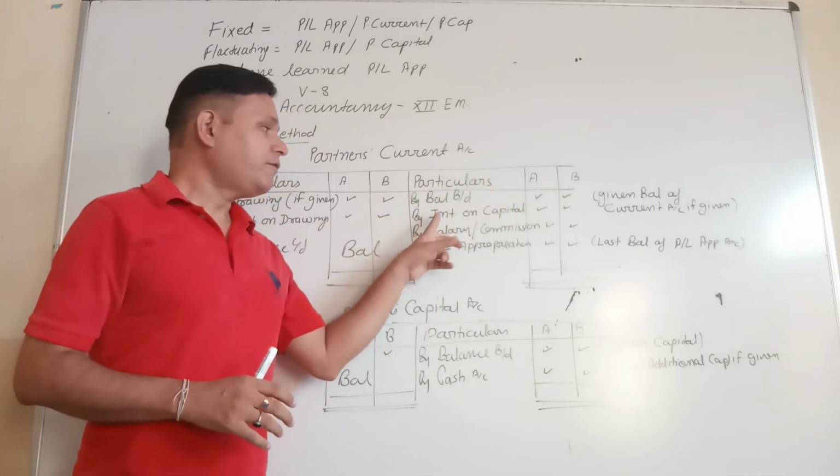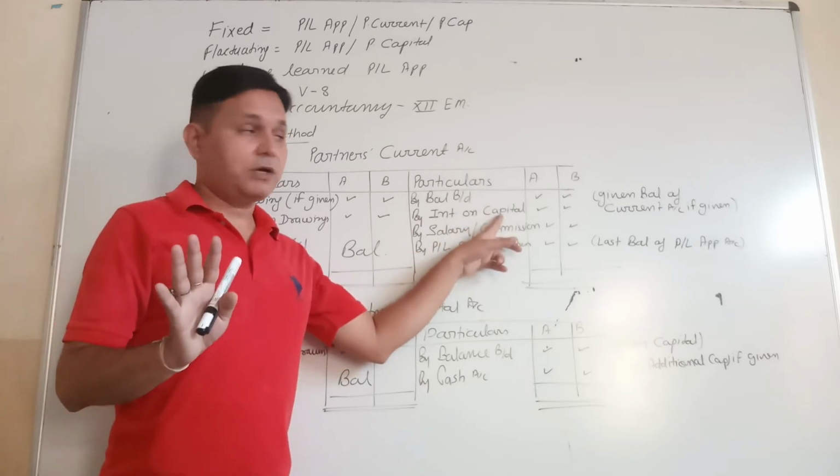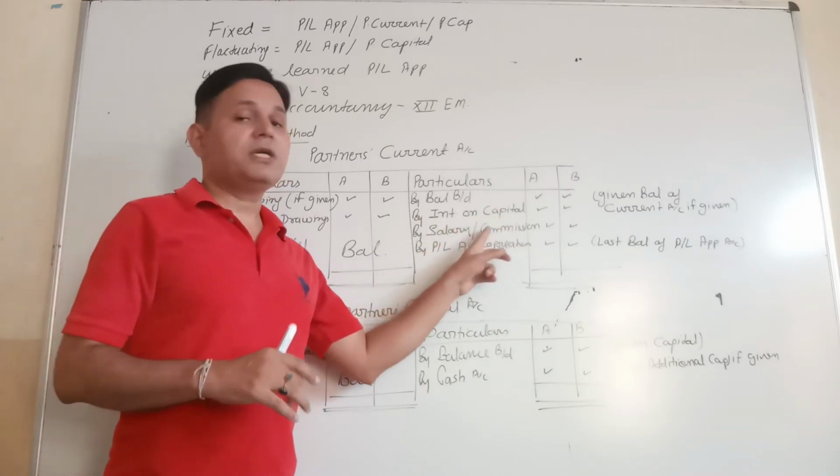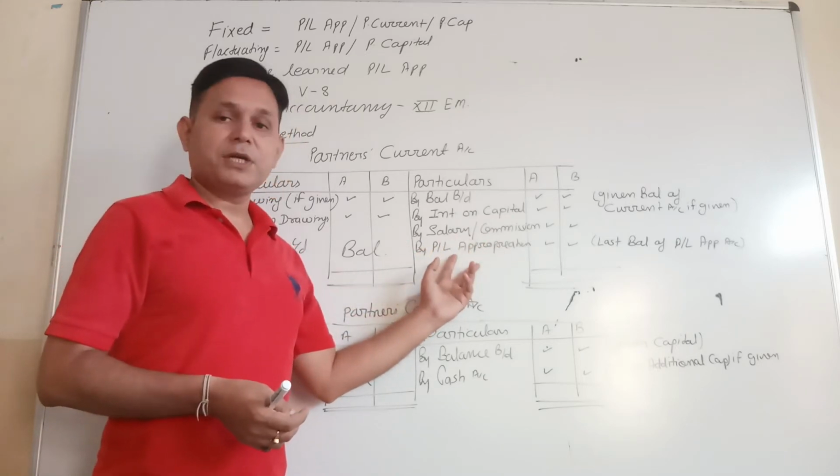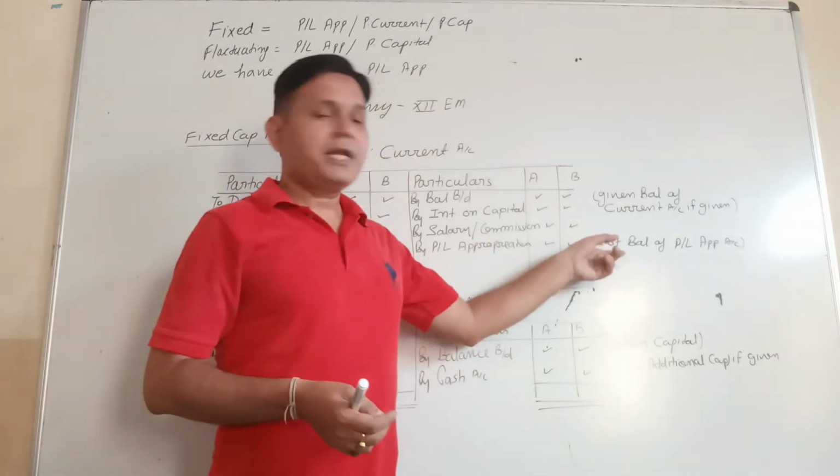Second, you have to write interest on capital if given in the question. You have to write salary and commission of partners if given in the question. P&L appropriation account. I have written a note here.